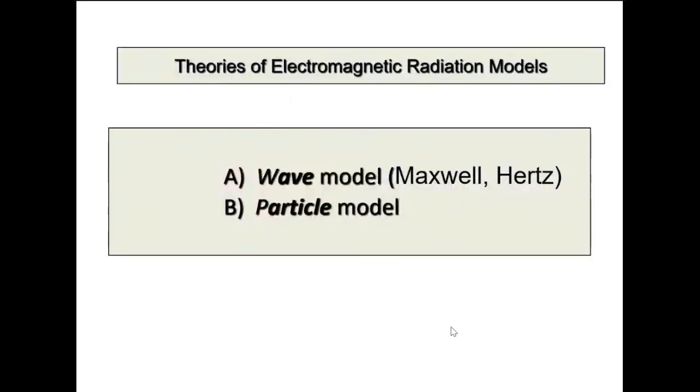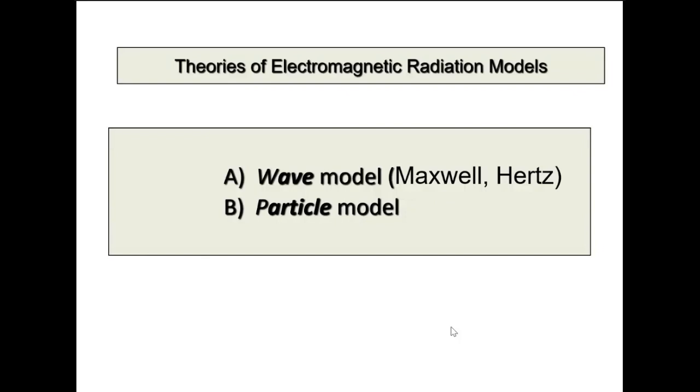So there are two basic theories which support the nature of light. Scientists keep asking the question, what exactly is the nature of light? There are two theories which are very popularly known to the scientific community. The first one is called the wave model. The second one is called the particle nature of light, or particle model. The wave model was supported by a group of very popular physicists, Maxwell and Hertz, whereas the particle model was supported by Albert Einstein and also Max Planck.